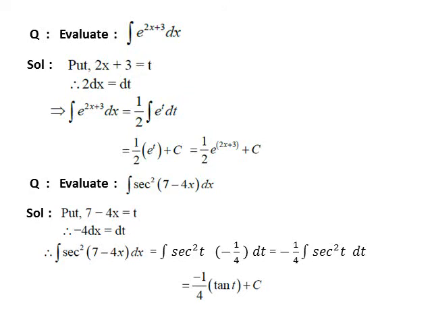In the next step, replace t by 7 minus 4x. We get integral of secant square (7 minus 4x) with respect to x equals minus 1 by 4 tangent of (7 minus 4x) plus constant c.